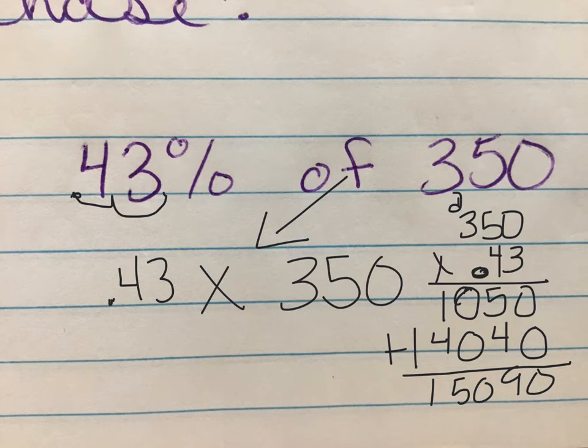And how many numbers are behind the decimal? We look. 1, 2. We move it 1, 2 times. So my answer is 1.505. That is 43% of $3.50.